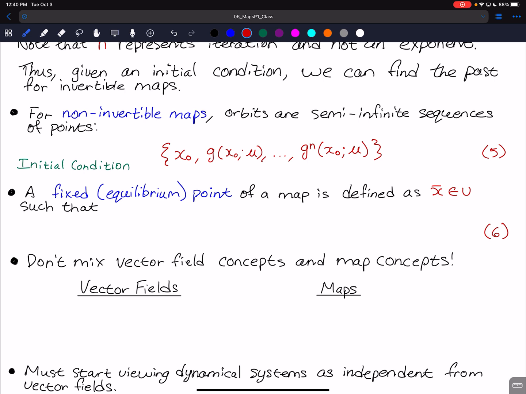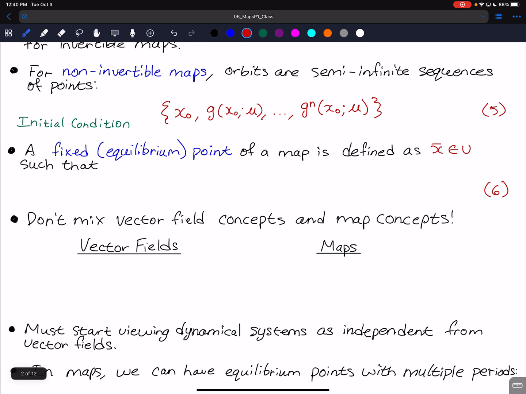So that mu might be a single parameter, or it might be a whole list of parameters in this notation. So what we want to do then is look for fixed or equilibrium points of a map. And for x being in that subset U, we can define the equilibrium point to be that g of xe for our equilibrium point. We have an x over bar here. Let's change that to an xe.